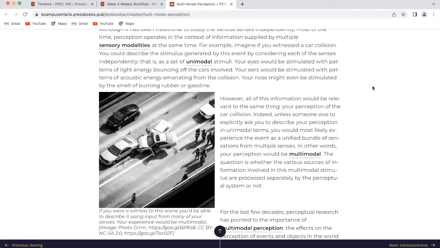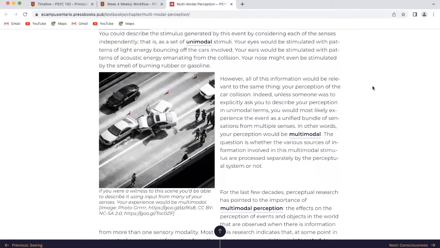What I'm referencing here is they have a picture of a car accident. However, all of this information would be relevant to the same thing, your perception of the car collision. Indeed, unless someone was to explicitly ask you to describe your perception in unimodal terms, you would most likely experience the event as a unified bundle of sensations from multiple senses. In other words, your perception would be multimodal.